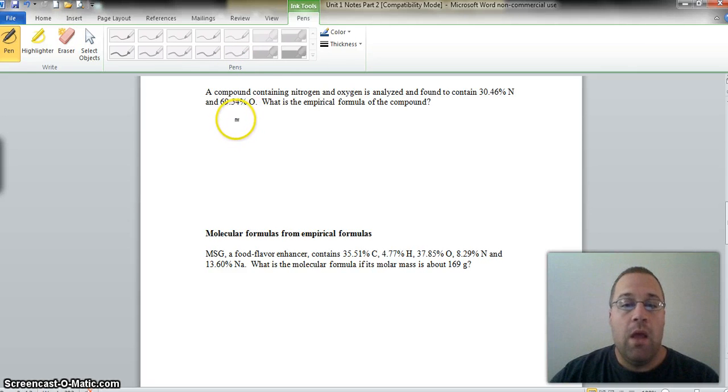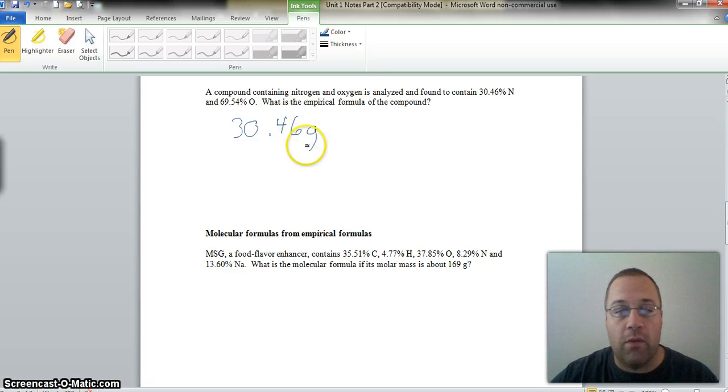Okay. If you notice here, you're given a mass percentage. It's 30.46% nitrogen and 69.54% oxygen. Whenever you're given percentages, just assume that you have a 100-gram sample. The reason why we do that is because 30.46% of 100 grams is 30.46 grams of nitrogen. And then you also have 69.54 grams of oxygen.